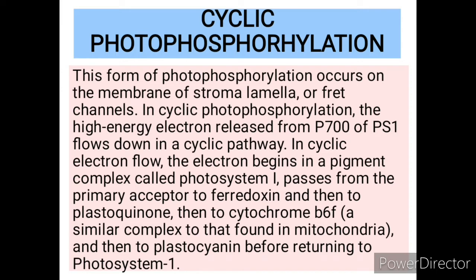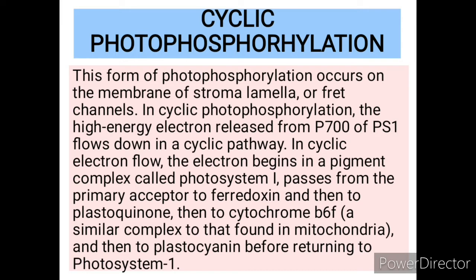Whenever this chlorophyll A absorbs the light, it gets excited, and after the excitation it flows the high energy electrons down to the next level. This transfer takes place in a cyclic pathway.